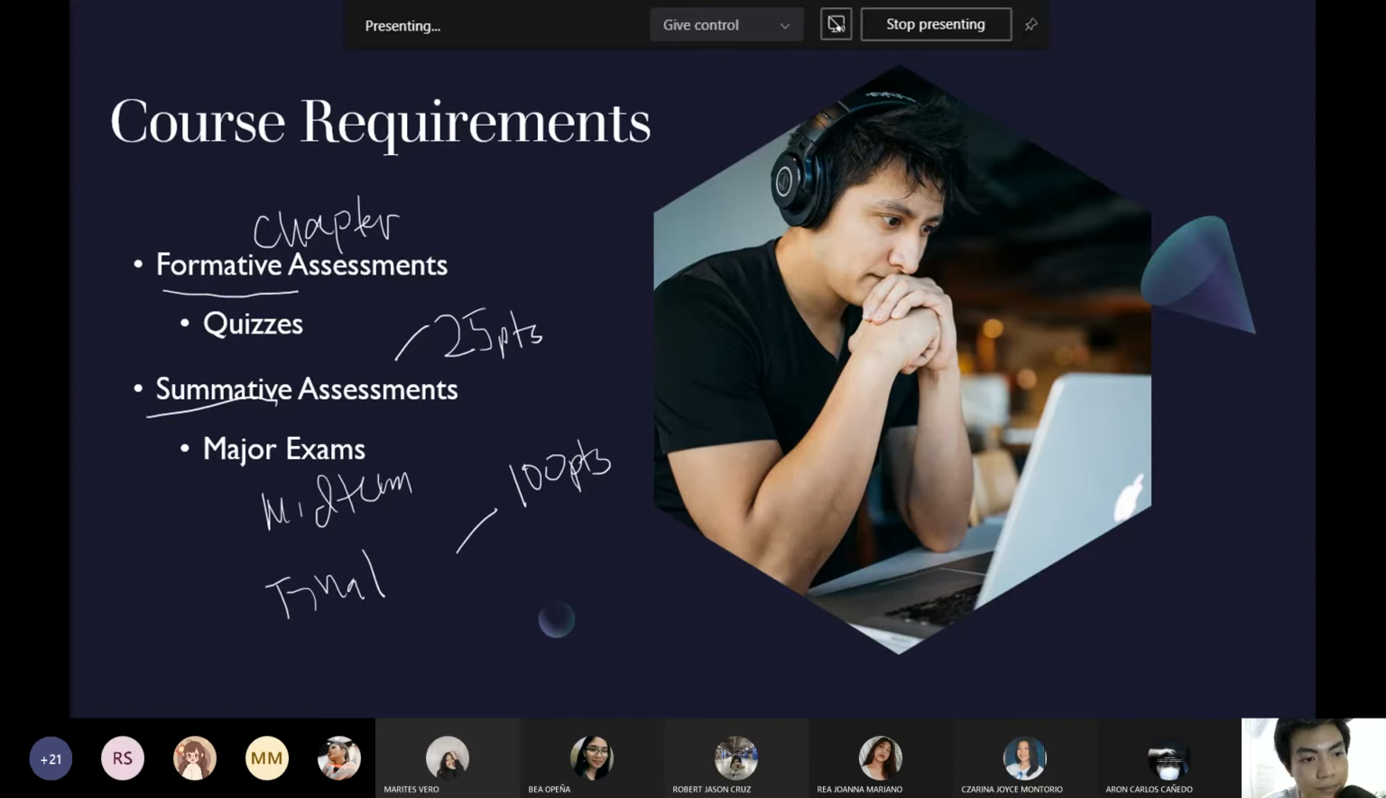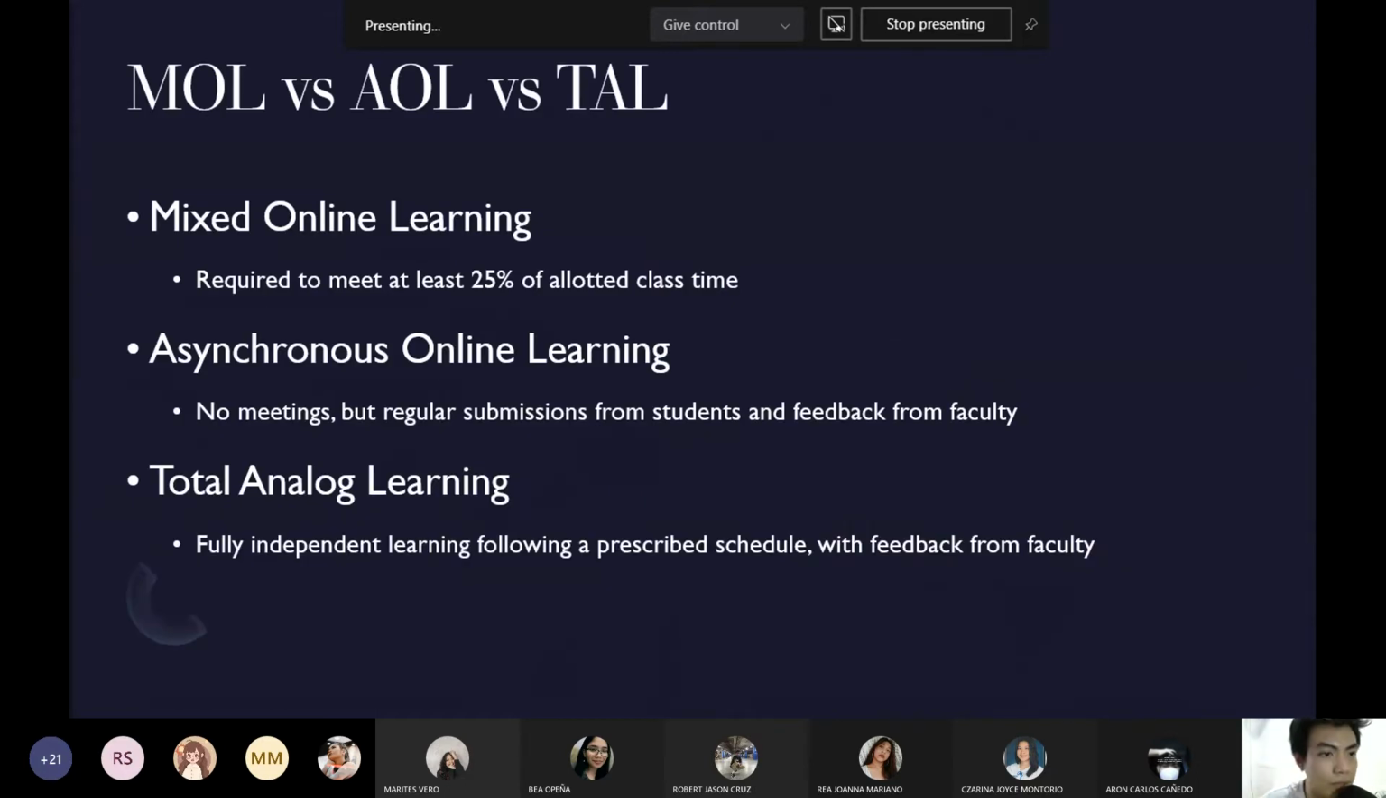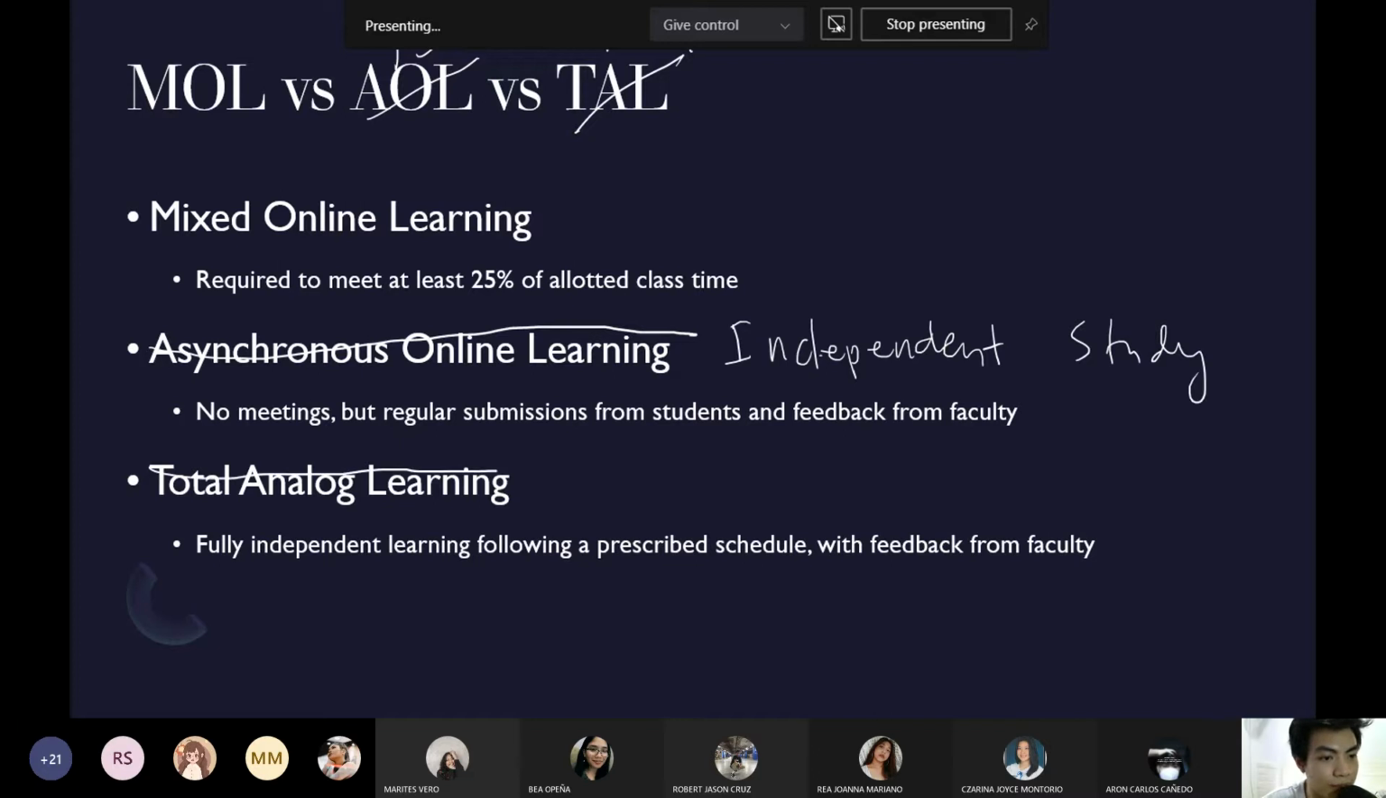Okay? So yun lang. When it comes to the modes of learning, we don't have the TAL and the AOL. This is now called the IS and this is now called the RPG. So let me, hindi pa pala ito na-update. So IS is the independent study. And this one now is the requested periodic guidance.